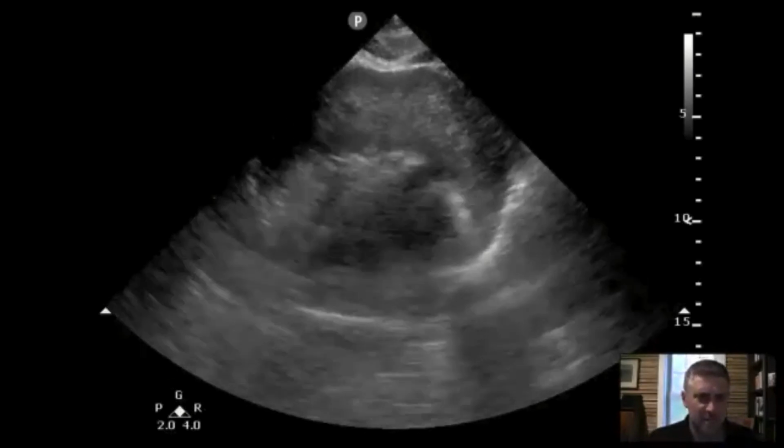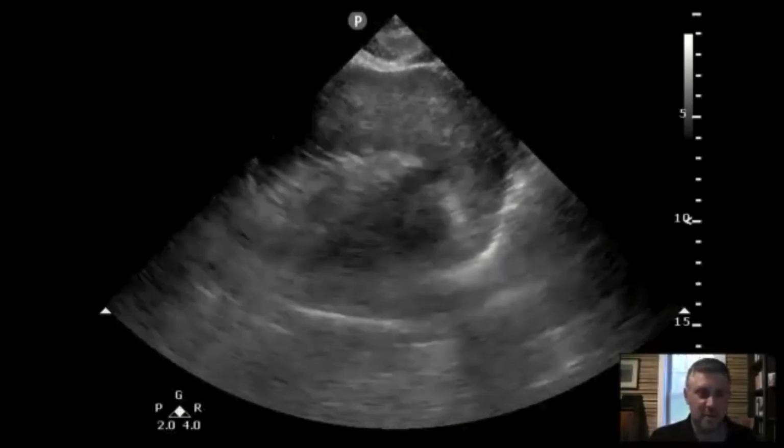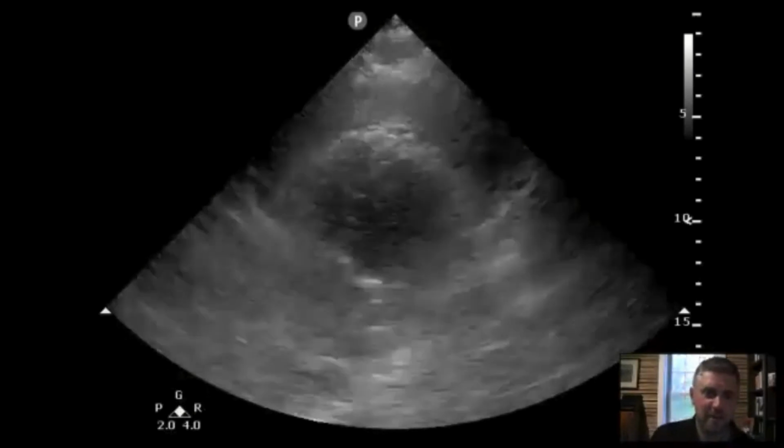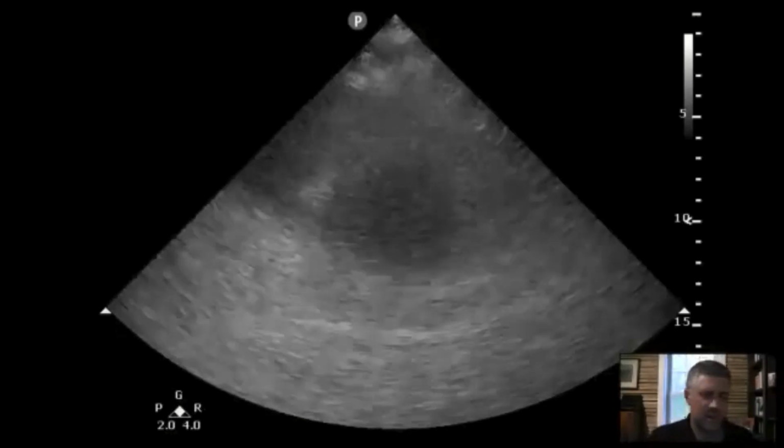So this patient lost pulses, still has a heartbeat. It's go time, right? This is the time for resuscitative thoracotomy. Let's get this thing open. Let's get that drained out and see what we can do, right?